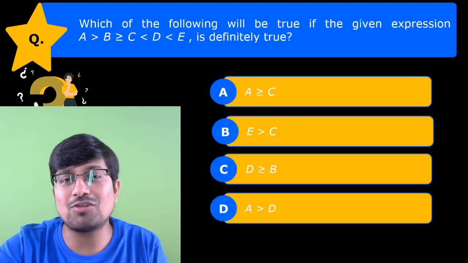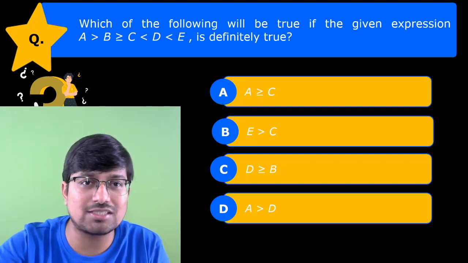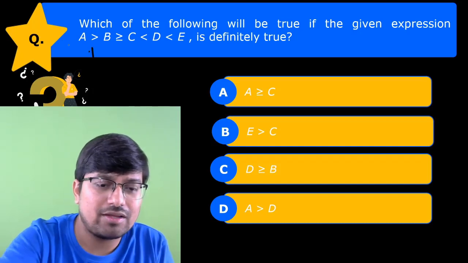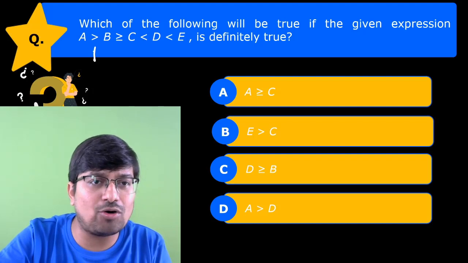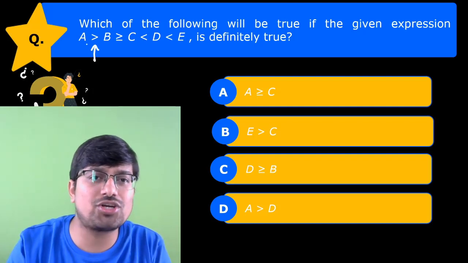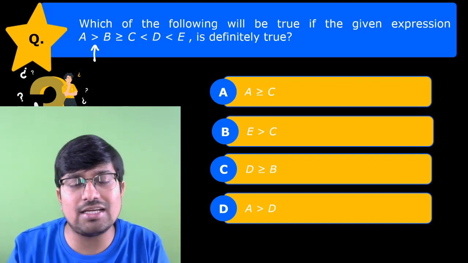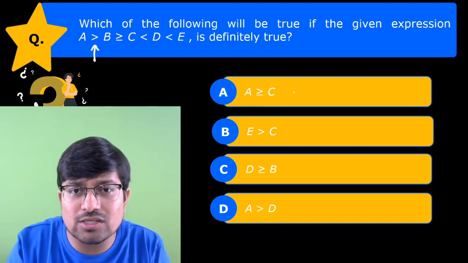Now, which of the following will be true if this expression is definitely true? My dear students, this symbol which I am about to mark will ensure that A is greater than C. This will ensure that A is greater than C. And this is telling A is greater than or equal to C.